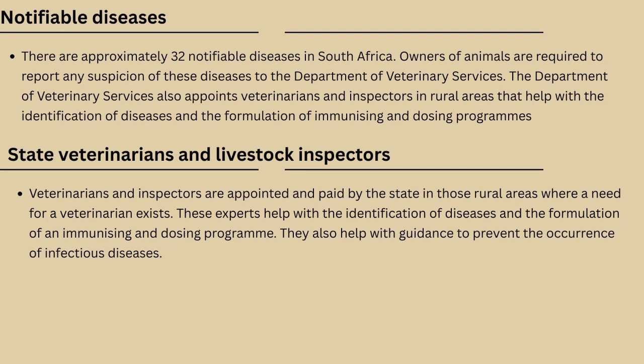Notifiable diseases. There are approximately 32 notifiable diseases in South Africa. Owners of animals are required to report any suspicion of these diseases to the Department of Veterinary Services. The Department of Veterinary Services also appoints veterinarians and inspectors in rural areas that help with the identification of diseases and the formulation of immunizing and dosing programs.